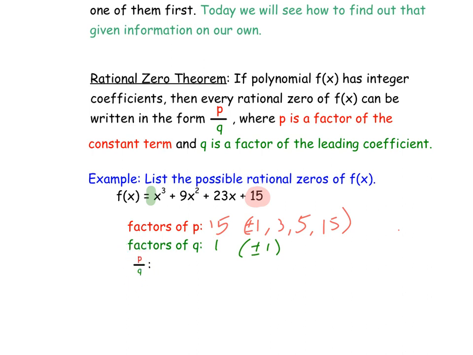And so this is the super easiest one, because what we're going to do is take all the numbers in this list and divide them by all of the numbers in this list. So I'm going to take 1 and divide it by 1, and 3 divided by 1, and 5 divided by 1, and 15 divided by 1. Well, of course, that just gives me 1 divided by 1, 3 divided by 1, 5 divided by 1, and 15 divided by 1, but again, it could be positive and negative for all of those. So there are the possible rational zeros for that problem.